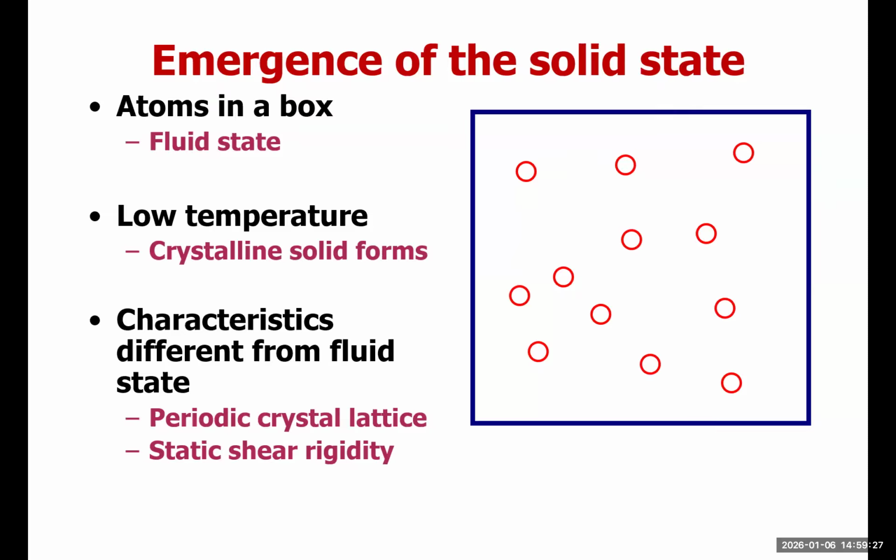Okay, so this is what I just showed you. I showed you fluid, atoms, particles bouncing around in a box, and at low temperature the crystalline solid forms, and it has characteristics that are different from the fluid state. So if you go to a solid state physics class, they'll tell you that if I take a bunch of atoms in a box and cool them down, what's going to happen?